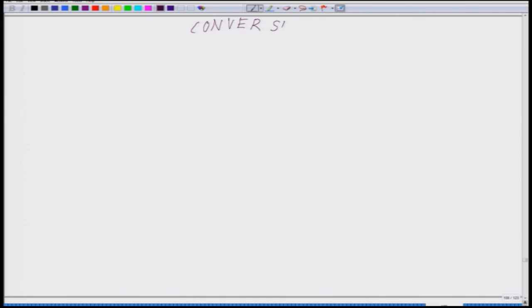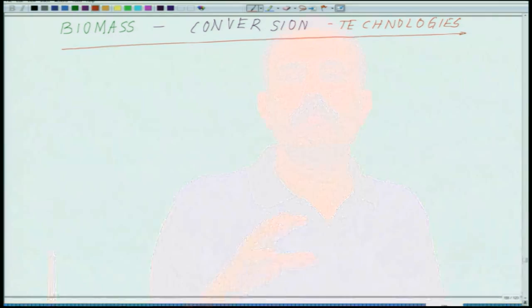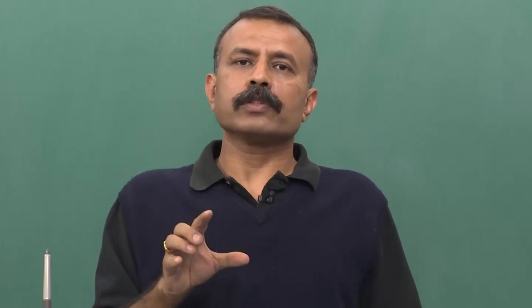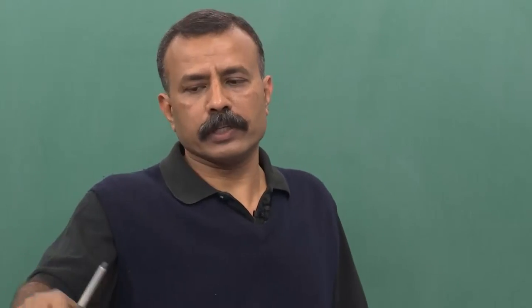So this is the broad heading, biomass conversion technologies, that we are getting into now. If you have a little recap, we started with the production of the biomass, where we talked about photosynthesis and all other processes. We talked about C3 plants, C4 plants. Then we talked about the biomass which is produced and what its basic characteristics are, which I just discussed, and now we are going for the conversion technologies, okay?